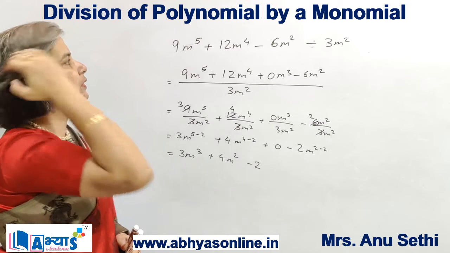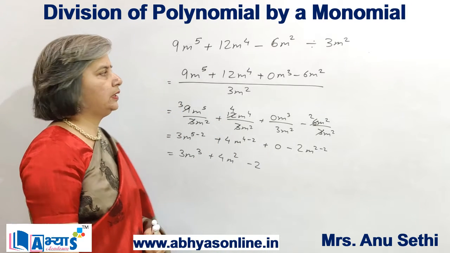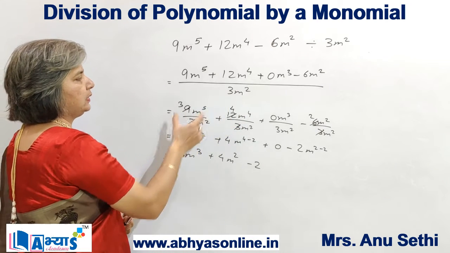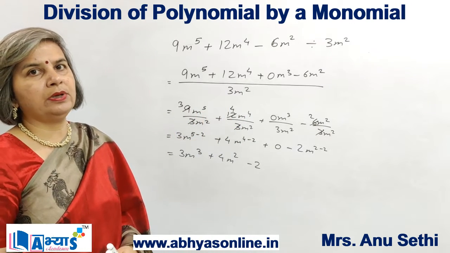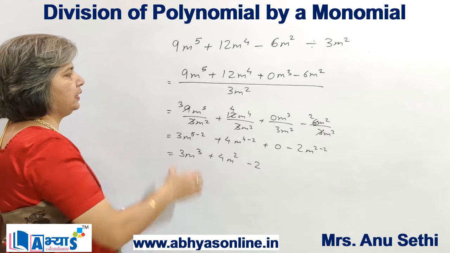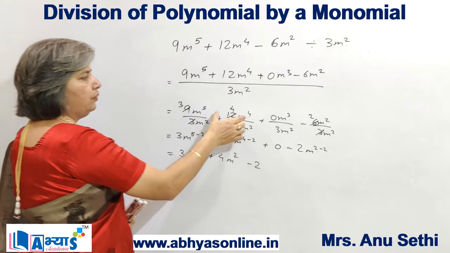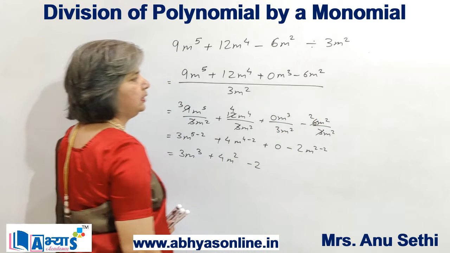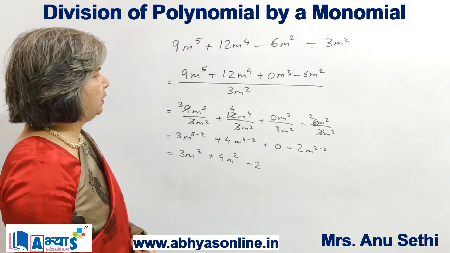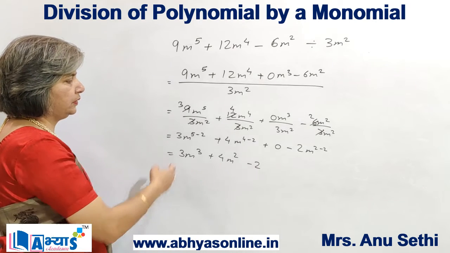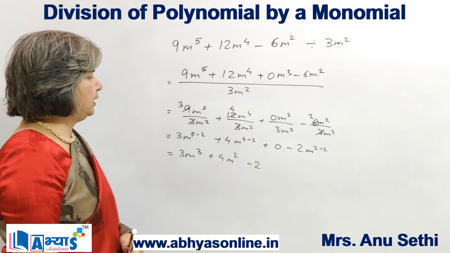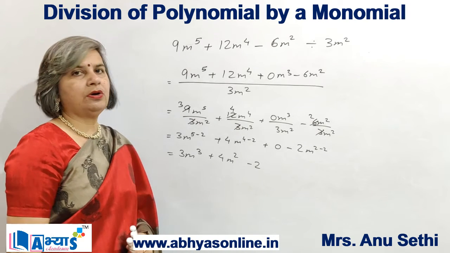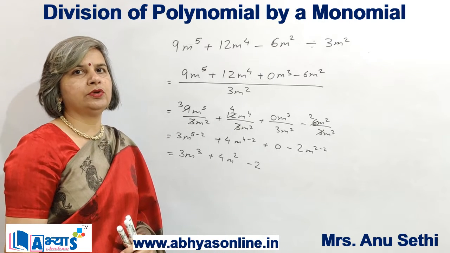I have first written the polynomial in the standard form, then I have divided it by the divisor. For dividing it by the divisor, I divide each term of the polynomial by that divisor. I have divided 9m^5 by 3m square, 12m^4 by 3m square, 0m cube by 3m square, and similarly 6m square by 3m square. Then I have solved, and found that the answer is 3m raised to power 3 plus 4m raised to power 2 minus 2. So this is how I can divide a polynomial by a monomial.